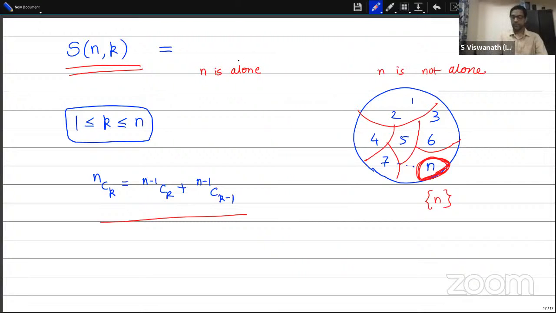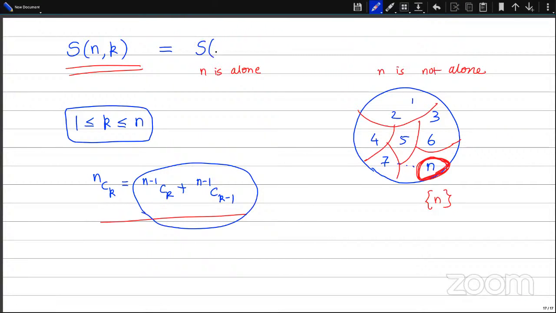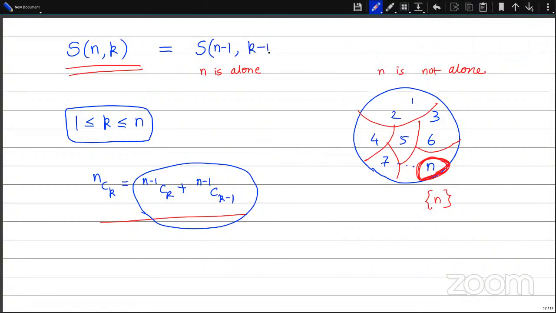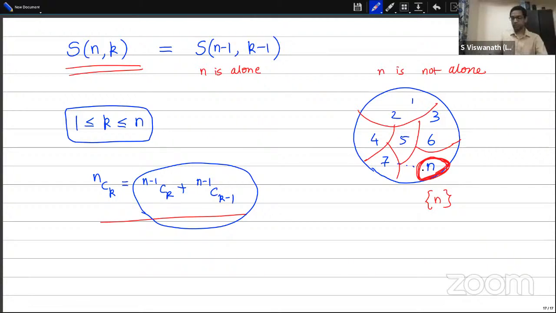So let's ask, how many partitions will have n occurring alone? How will I determine this? It is S(n-1,k-1), because one block is the singleton n, and then k-1 blocks in the remaining. So that's exactly like this. Now we have to be slightly more careful here. Let's do this: n is not alone. So n occurs as part of a block containing other numbers.